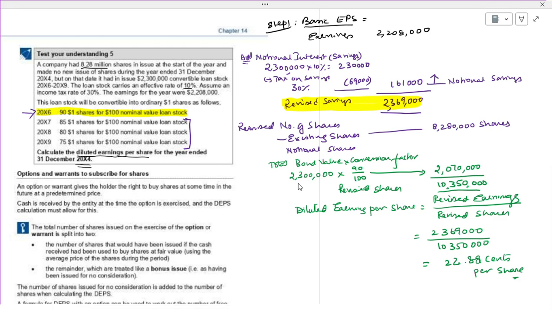If you are having 2006, you will get 90. 2007 85, 80, 2008 87, 2009 75. This they will give as options. We are not going to calculate for every year. We are only to see what they say. They are saying what is the diluted earning per share only for 2004 with only the first option.